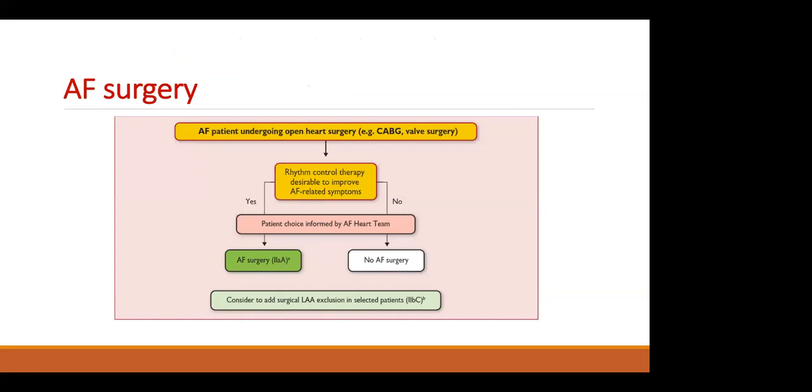What about AF ablation by doing a radiofrequency ablation during surgery? At the time of doing an open heart surgery like CABG or valve surgery, if the patient has symptoms and you prefer to control the rhythm and to maintain sinus rhythm, you can, after discussion, do an AF surgery and ablation in the atrium with also surgical left atrial appendage exclusion. And now we have a class 2A recommendation to do such a radiofrequency ablation at the time of surgery in order to maintain sinus rhythm.